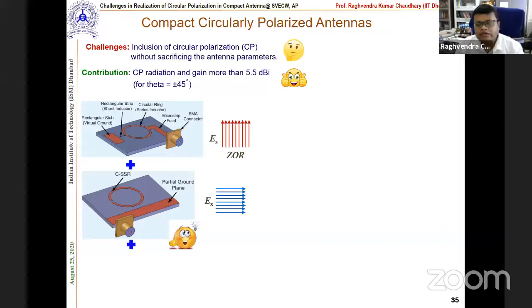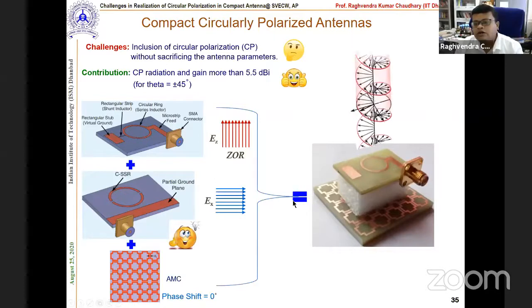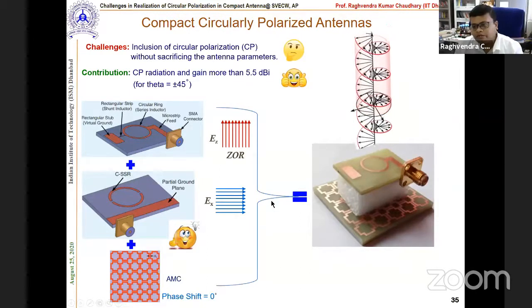After that, we realized that the gain and everything was not up to the mark. It was about 2.5 or 3 dB. So we introduced a new kind of AMC, an artificial magnetic conductor. The property of an artificial magnetic conductor is that it provides a phase shift of 0 degrees. Now we clubbed all those things together, and this is the structure we have. This is the fabricated one, and it provides circularly polarized radiation in the broadside direction. So this is the overall picture.